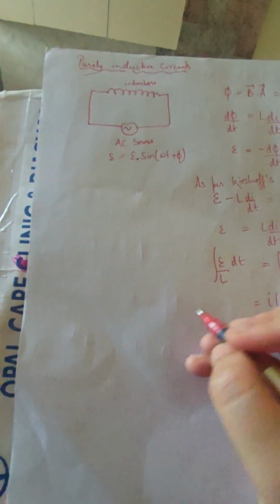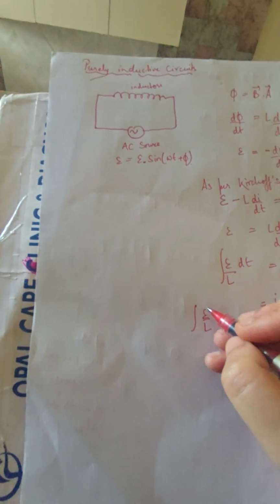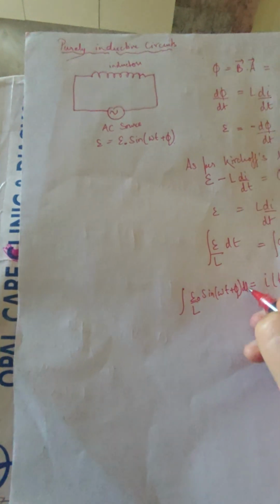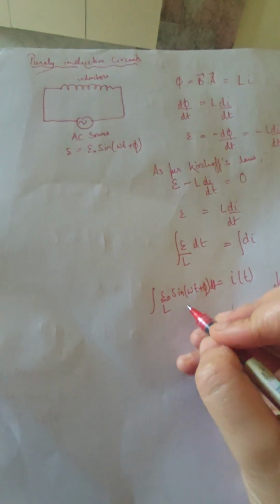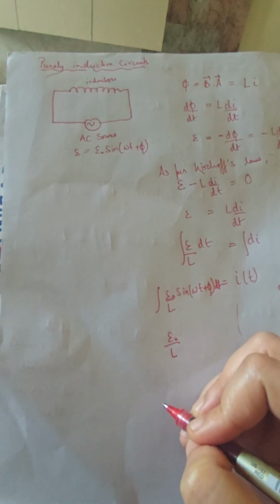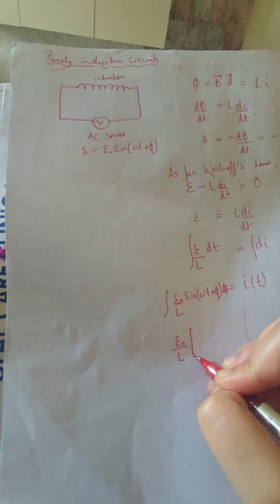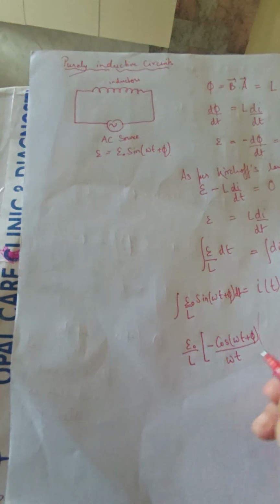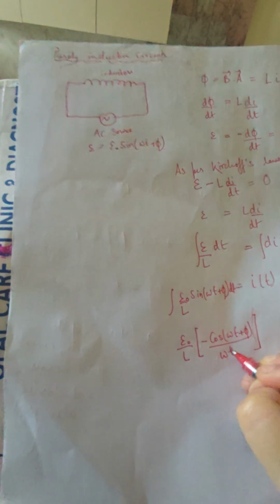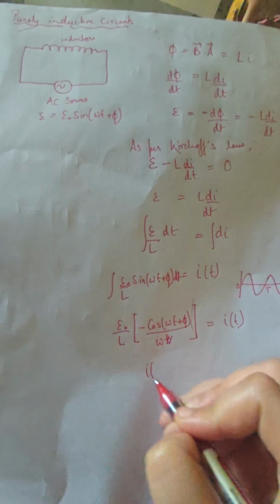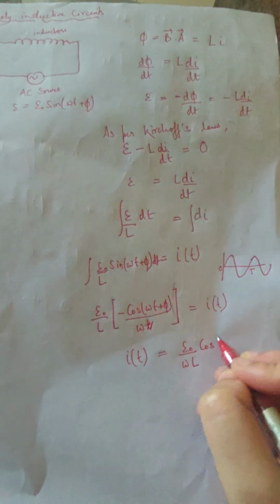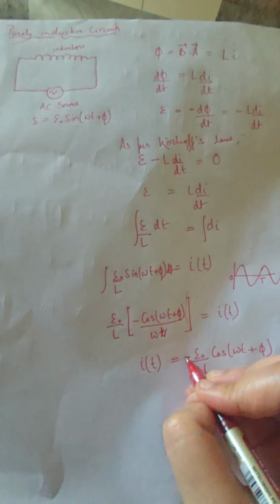And then if I put the values here, I'll get E upon L. E can be replaced as E naught sine omega t plus phi, and dt. So now let's integrate it. E naught upon L can come out because it's a constant. Then the integration of sine will be minus cos omega t plus phi, and in the denominator it would be omega only, not t, and this is your function of t. So this is what I got: I equals E naught upon omega L, cos omega t plus phi, and there's a minus sign here.